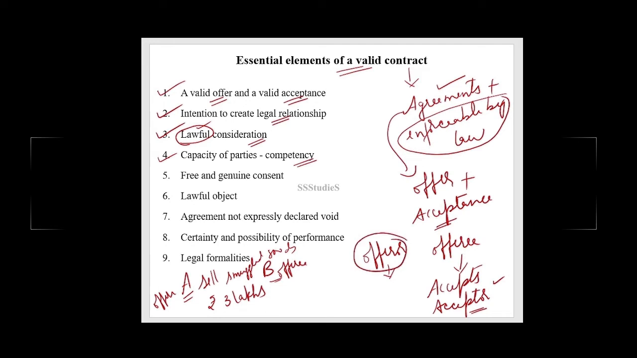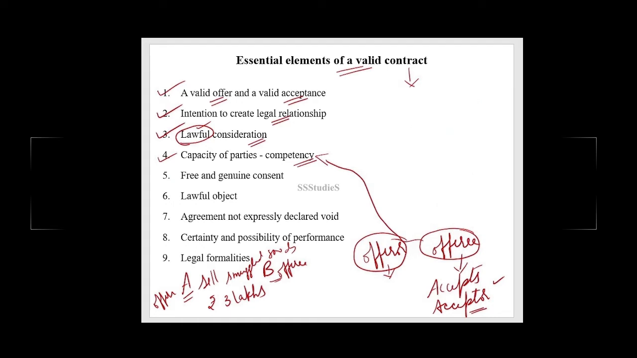Now we have the offeror and the offeree as the parties to the contract, both these parties should have the capacity to enter into contract. Now, who are the parties who have got the capacity to enter into contracts? Give me a minute, let me clear this.